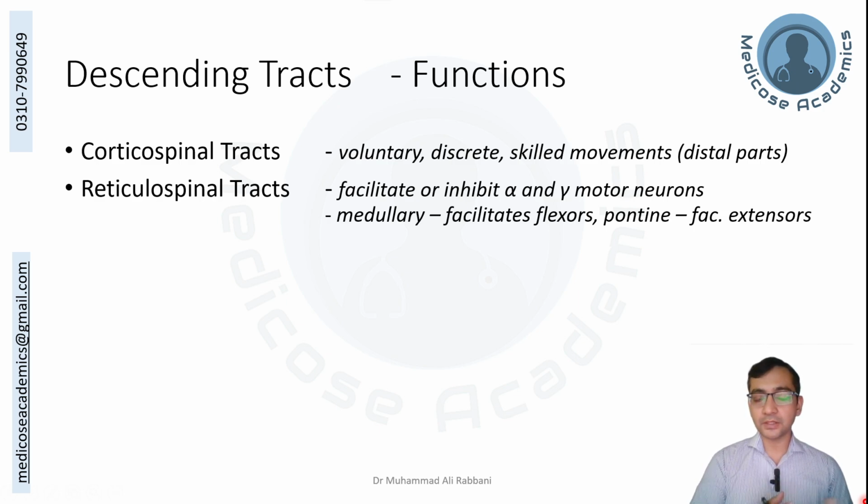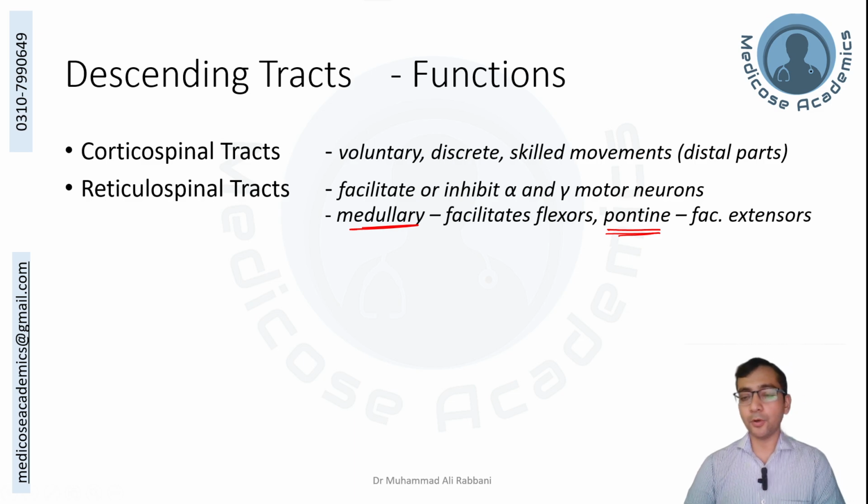Reticulospinal tract. The reticulospinal tract comes from the reticular formation, a bundle of nerve cell bodies and axons especially in the brainstem, and it comes down and influences the alpha and gamma motor neurons in the spinal cord. It is further divided into the part coming from the medulla oblongata, the medullary reticulospinal tract, and the part coming from the pontine nuclei, the pontine reticulospinal tract. The medullary one facilitates flexor muscle tone, and the pontine one facilitates extensor muscle tone.